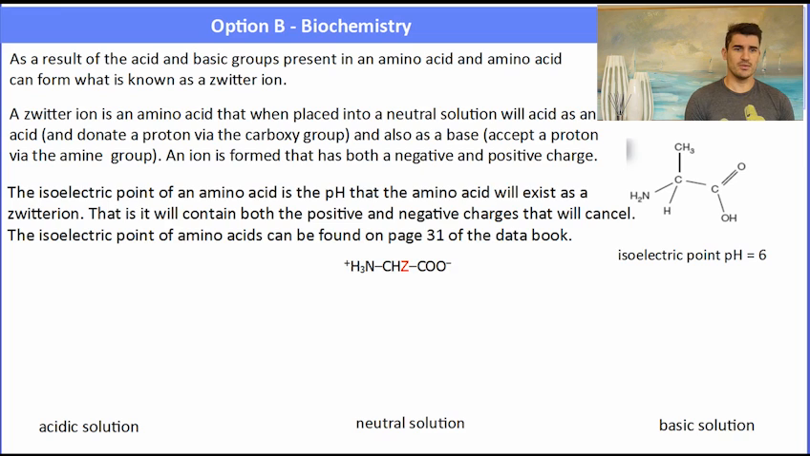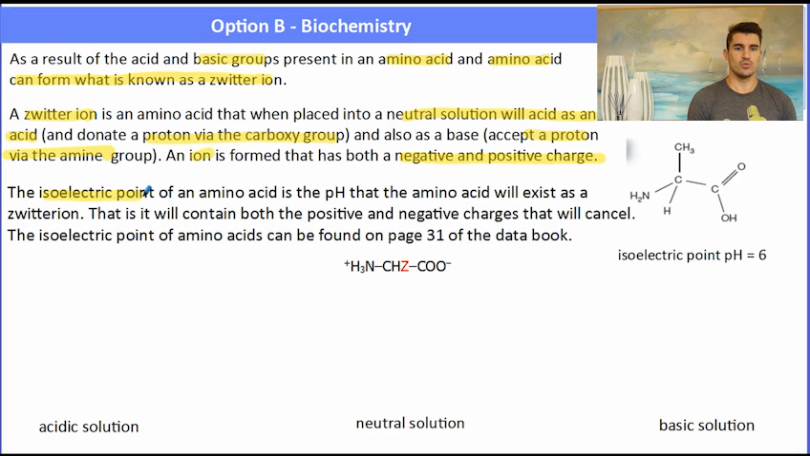As a result of the acid and basic groups, the amino acids can form what is known as a Zwitter ion. A Zwitter ion is an amino acid that when it's placed in a neutral solution, the acid group will act as an acid and donate a proton, and the basic group, the amine group, will act as a base and accept a proton. So we get an ion that is both positively and negatively charged.